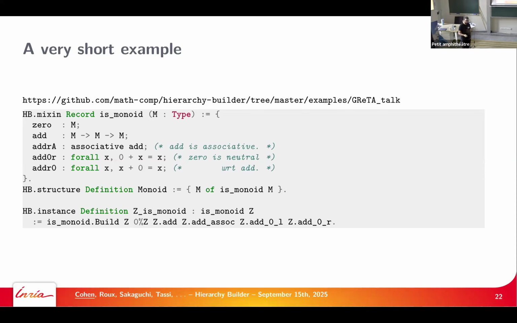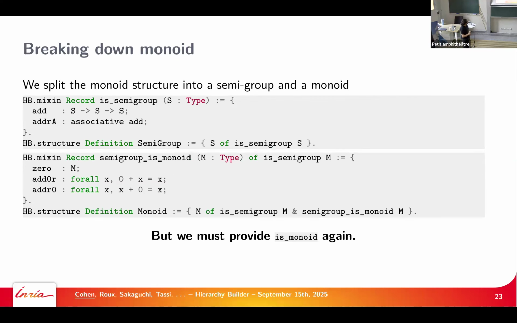Now, let's say I want to add, what was it? Semi-groups. So what is a semi-group? Well, I would like to say a semi-group is something I attach to a type. So S is my type, like semi-group. Add is the only operation I want, and I want it to be associative, and I declare my structure like this.